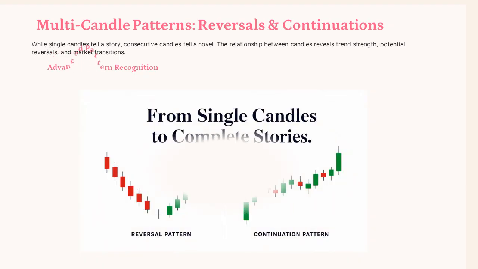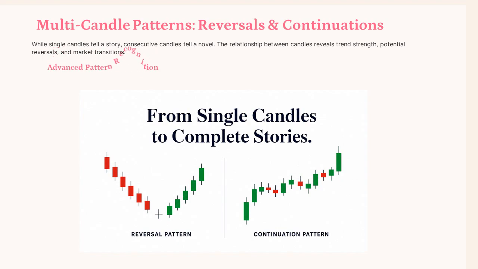Now that you understand single candles, their bodies, wicks, and what they reveal, let's see how multiple candles combine to tell even richer stories. We're moving from letters to words to complete sentences. The patterns we're about to cover fall into 2 categories: reversal patterns, which signal that the trend is about to change direction, and continuation patterns, which signal that the trend will resume after a pause.